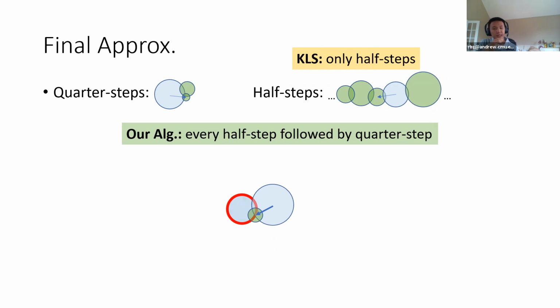So I want to note a few things about this proof, two things. The first thing is that in order to analyze this algorithm, we had to analyze the quarter steps and half steps together. We could not analyze them in isolation to achieve improvement over KLS. The second thing is we crucially use the structure resulting from our chain decomposition to show that every half step is followed by a quarter step.